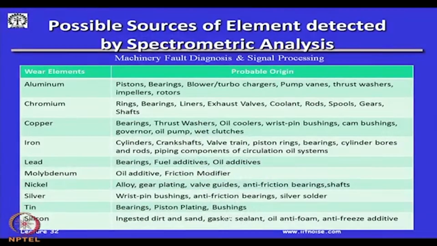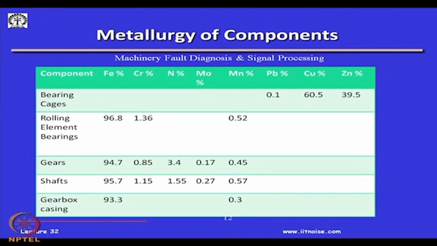Sometimes it is a difficult thing, but with experience you will see that usually a particular component is coming out, and we can do diagnostic measures to find out what is the source of this material. This is only possible by spectrometric analysis, wherein copper usually comes out of bearings, lead also comes out of bearings, and everything in the industry is of course made of iron, and silver, particularly in rest pin bushings, anti-friction silver solder, etc. So, this gives us a clue as to what is the possible source of the element detected by spectrometric analysis.